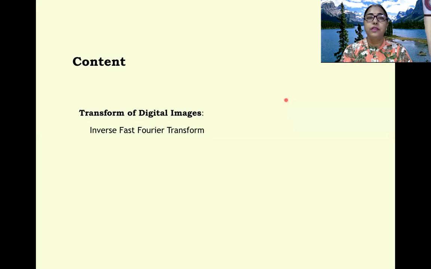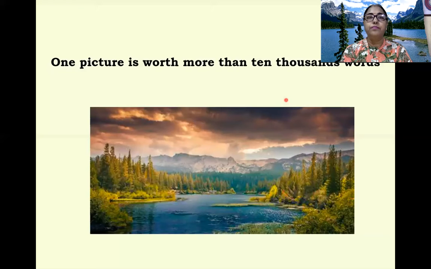Content: Transform of digital images, inverse fast Fourier transform. This is a picture, a lot of information is there and we can find this information by looking at the image. But if I want to describe this, a huge amount of words are required, or may not be sufficient.